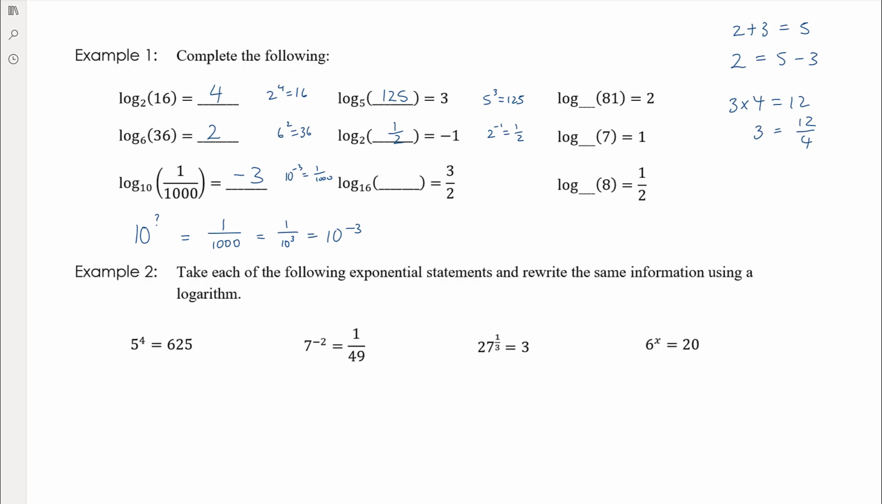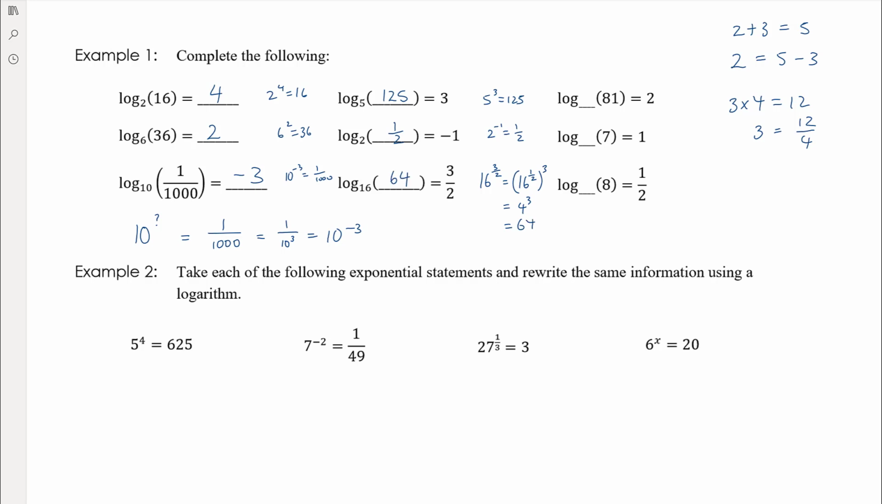So 16 to the power of 3 on 2 is equal to, okay, and this is where you need to know about your fractional powers, which we did in the last video. So we can think of that as 16 to the power of a half cubed, so that is 4 cubed, and so that is going to be 64.